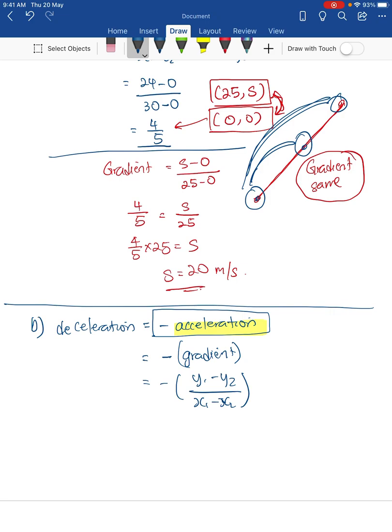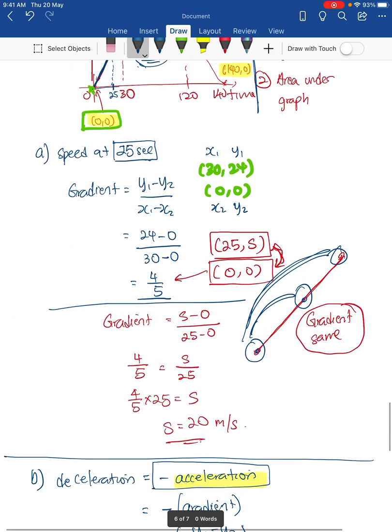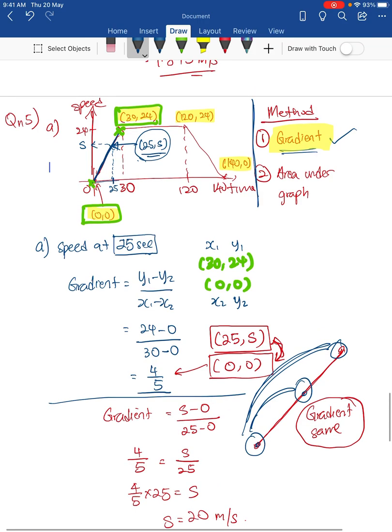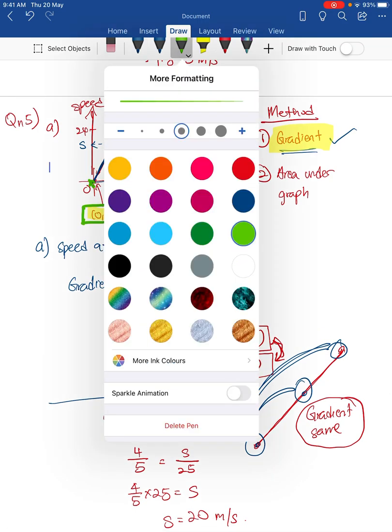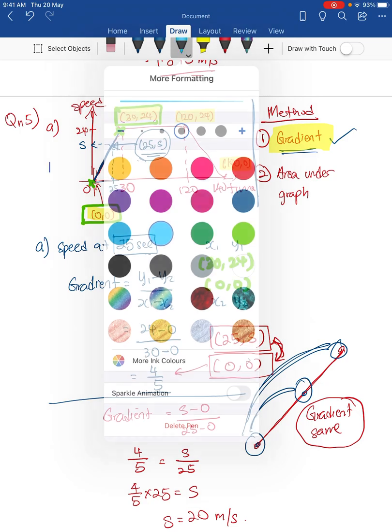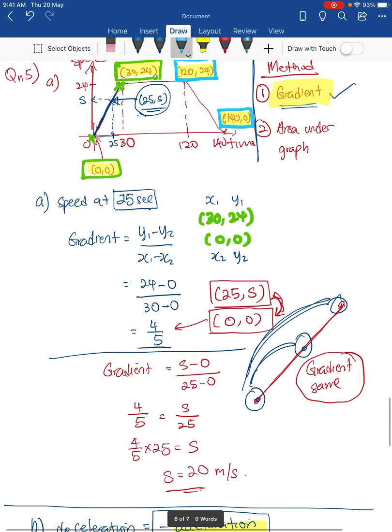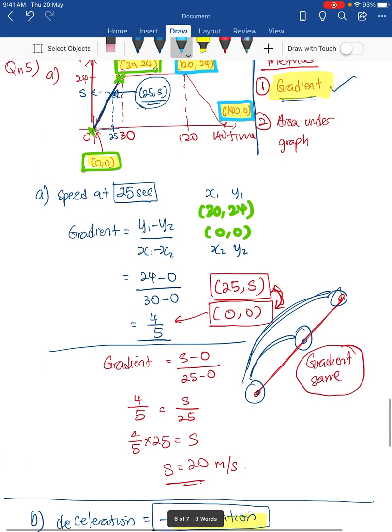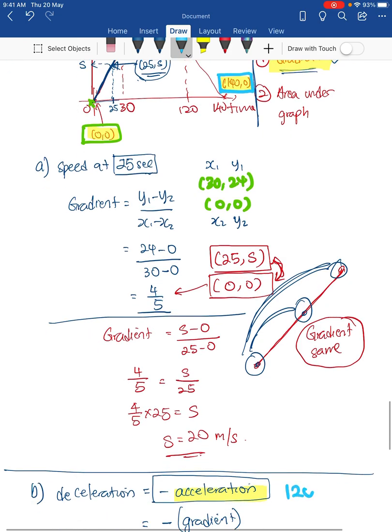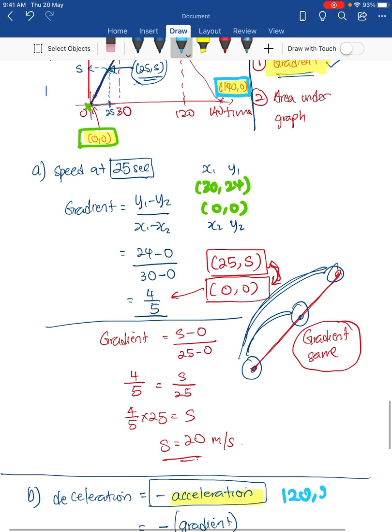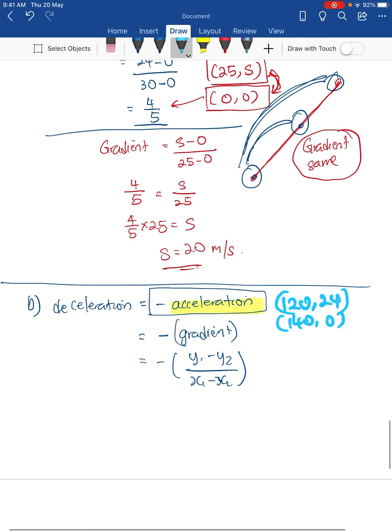So the gradient that we are looking for is the last 20 seconds. If you look back to the graph, the two coordinates that we're going to use will be this. Let me just change the color, maybe blue. So this is (120, 24) and this is (140, 0). I'm going to just bring it down. Okay, (120, 24) and the other is (140, 0). So these are the two coordinates I'm going to use.